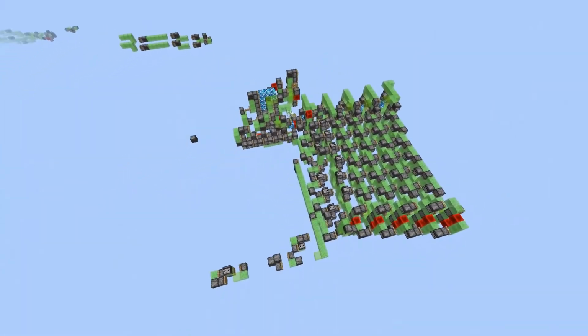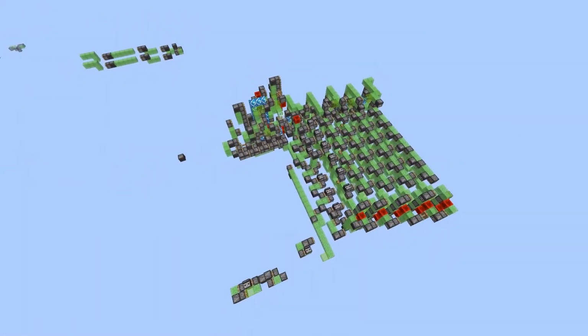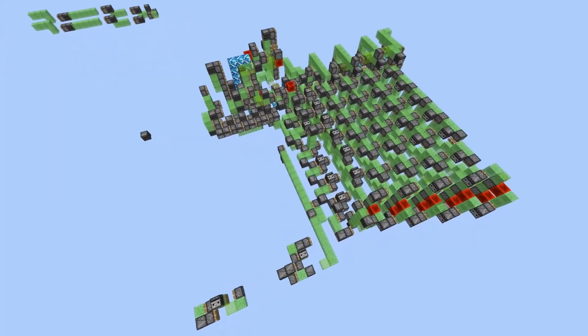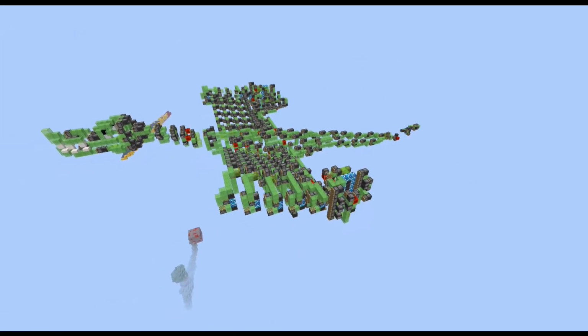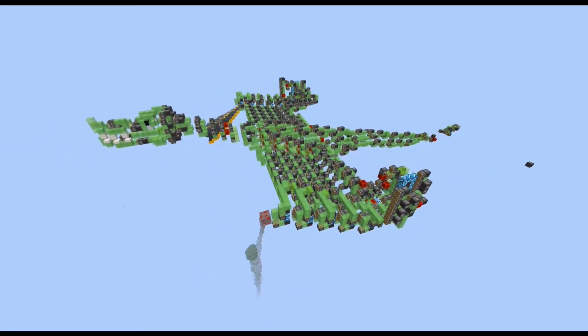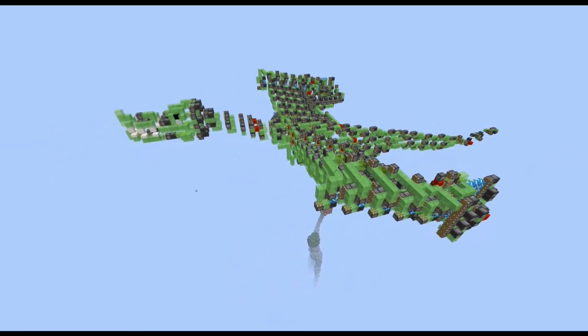Now I hope that this explanation is sufficient to make you understand the mechanics behind these wings. So I want to end the video with one last animation of this dragon flying, because I think it looks really cool. And then I will see you guys in the next video.